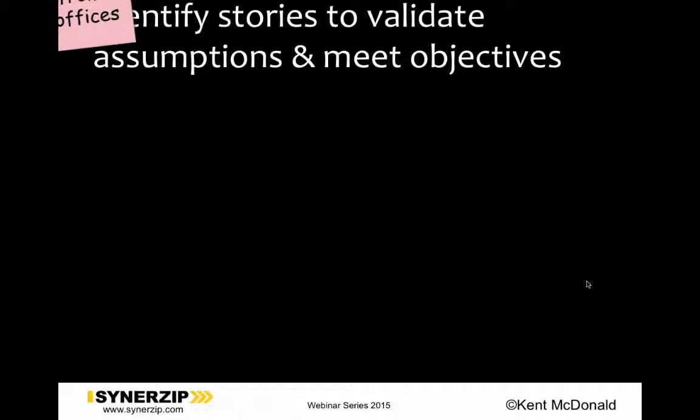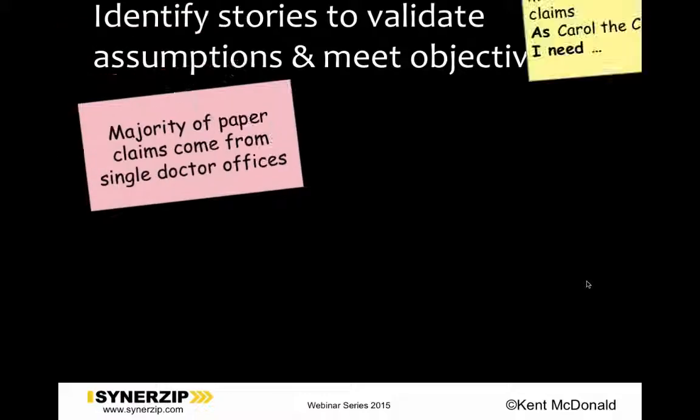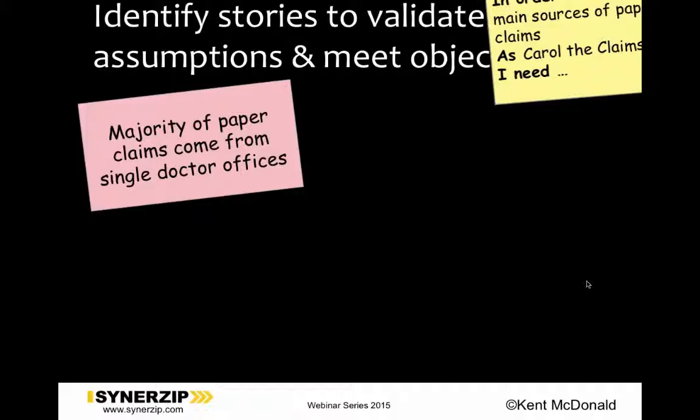So how this would look is, I picked a couple of assumptions. The one here is the majority of our paper claims come from single doctors' offices. So then we would maybe identify a story that says, in order to identify the main source of paper claims, Carol, the claims manager, and again, they go out and do some data analysis.